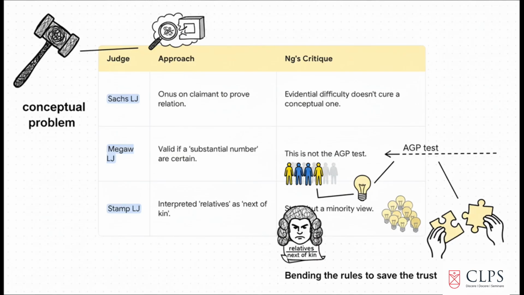And finally, Stamp LJ. He was the only one who really tried to stick to the strict test. But to make it work, he had to pretend relatives just meant next of kin, which is a much smaller group. So you see, to save the trust, the majority had to either bend the rule or break it completely.